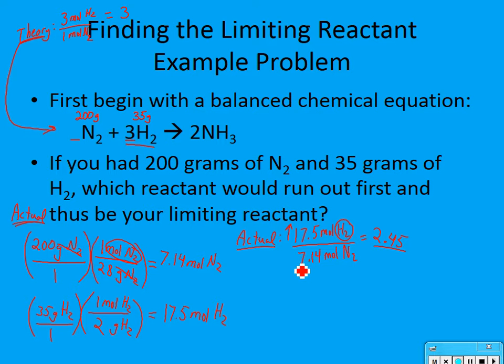Let me ask you this. What would happen to this number if this number went up? As the bottom number gets bigger, what happens to the answer here? It gets what? Bigger or smaller? Smaller. As you divide by a larger number, this number will get smaller. So we don't want this to go up. We want this one to go up. This one's not big enough. Do you see that? So H2 must be our limiting reactant.